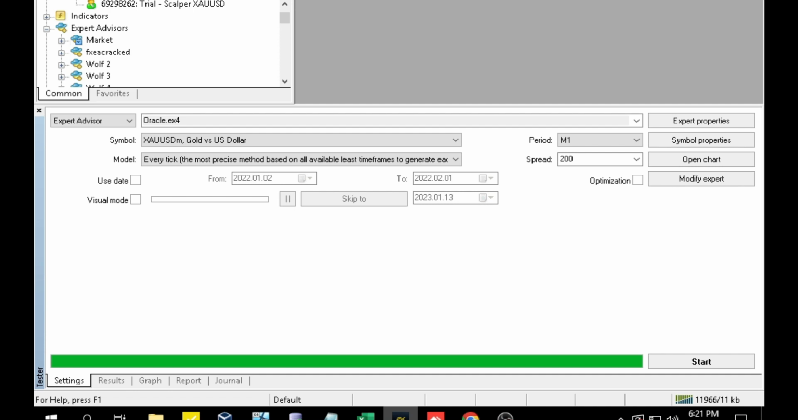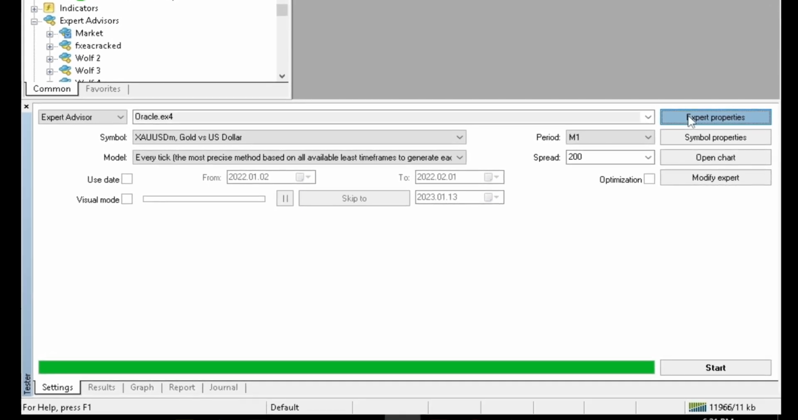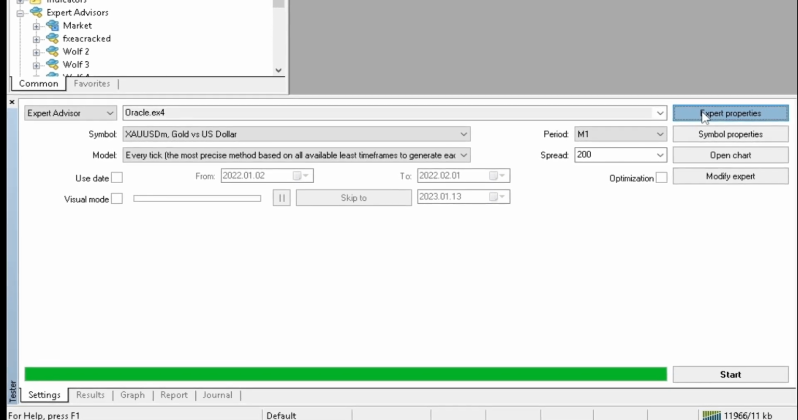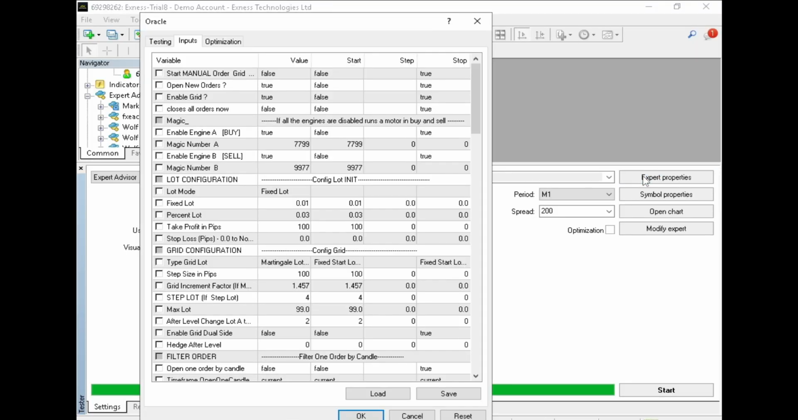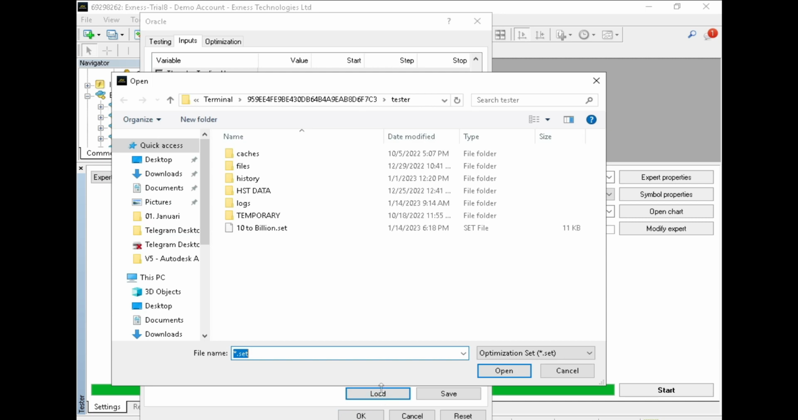Okay, here I have run a backtest using the Oracle EA Expert Advisor. The pair that I use is gold ounce per US dollar, with the M1 time frame. I deliberately increased the spread to 200 points. And the backtest period that I ran is from January 2022 to December 2022, exactly 1 year of backtest testing. This is the preset setting that I use. I will also share these settings with you.